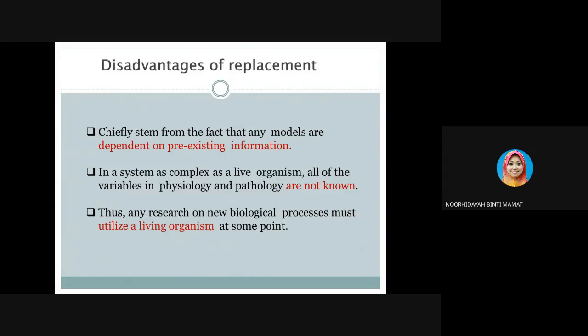The second one is that in a system as complex as a living organism, not all of the variables in physiology and pathology are known. That is why we can't replace the animals in the experiment. Thus, any research on a new biological process must utilize a living organism at some point. So normally, for research on new biology, we still use animals.